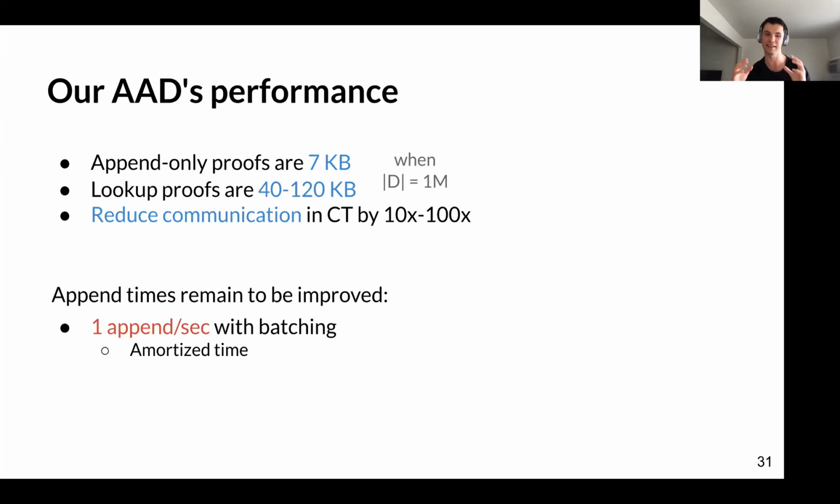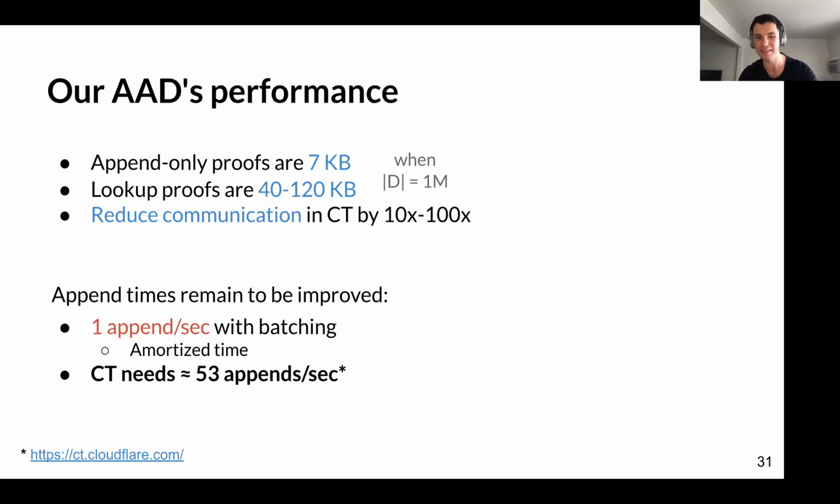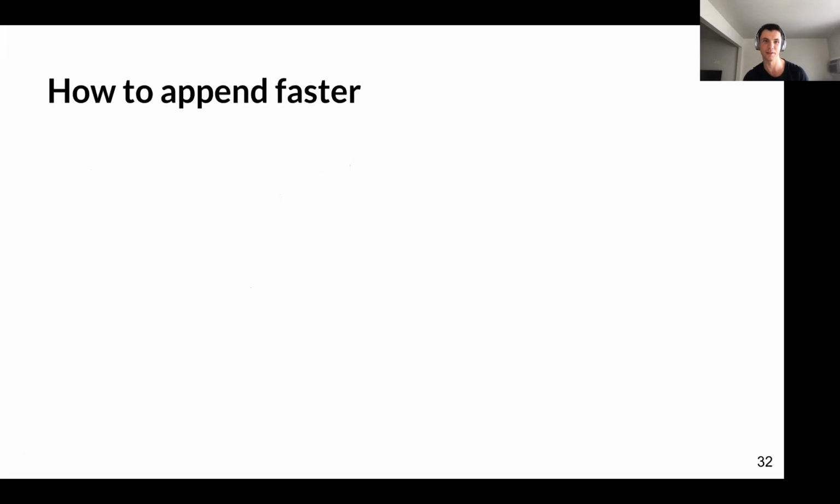This can be de-amortized and turned into worst-case append time. For worst-case append time, maybe we have a little bit of overhead and we get, I don't know, less than 1 append per second. But in principle, we could get rid of the amortized time. We just haven't explored that on the implementation side. And CT actually needs something like 53 appends per second. So now the question is, can we get to that rate with future work? We have a bunch of ideas for how to do that.